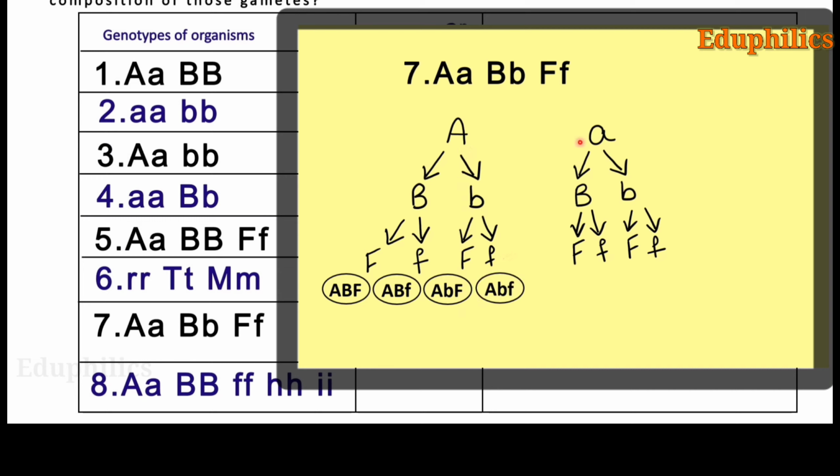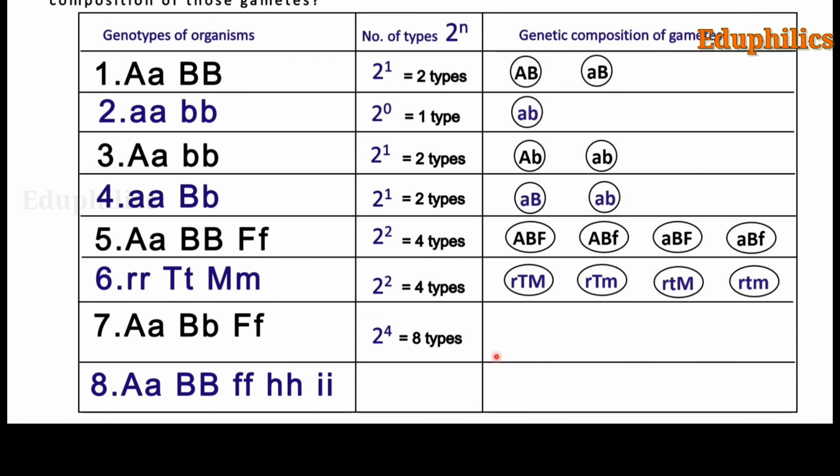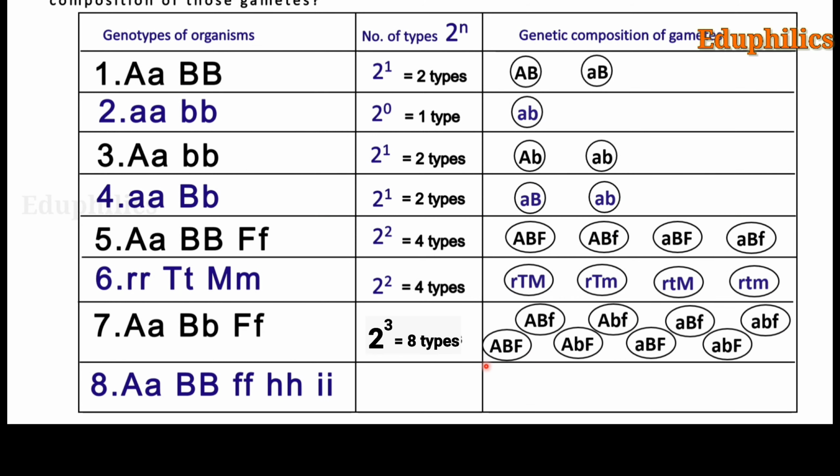Next, small a, capital B, capital F. Small a, capital B and small f. Small a, small b and capital F. Last one, small a, small b and small f. So 8 different types of gametes are formed. Let's write all these gametes in the table. These are the 8 types of gametes we wrote just now.